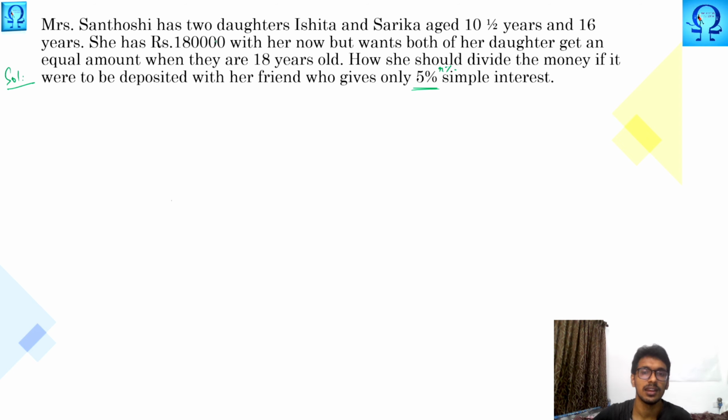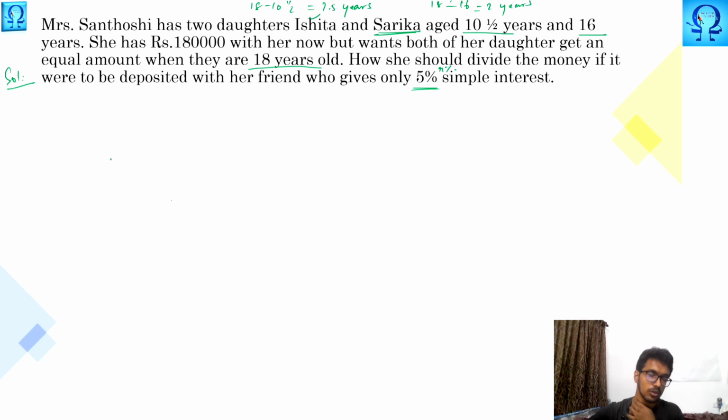It is given indirectly, because her daughters are 10.5 years and 16 years right now, but she wishes to get the money when they are 18 years old. So 18 minus 10 and a half is 7.5 years, the period of investment for Ishita. And 18 minus 16 gives 2 years, the period of investment for Sarika.